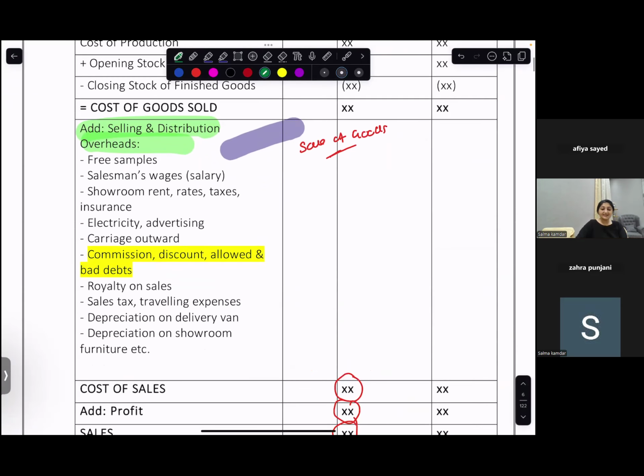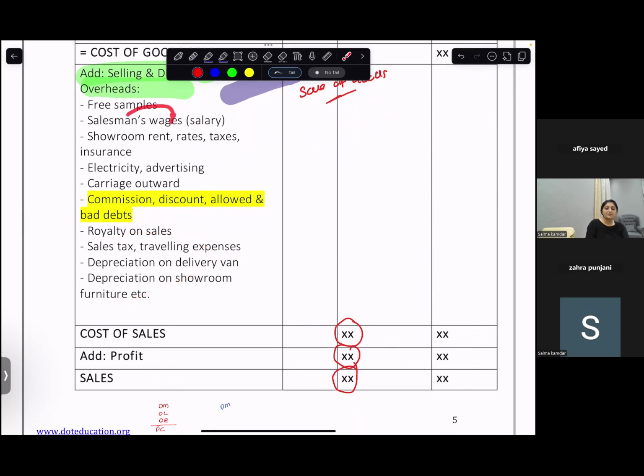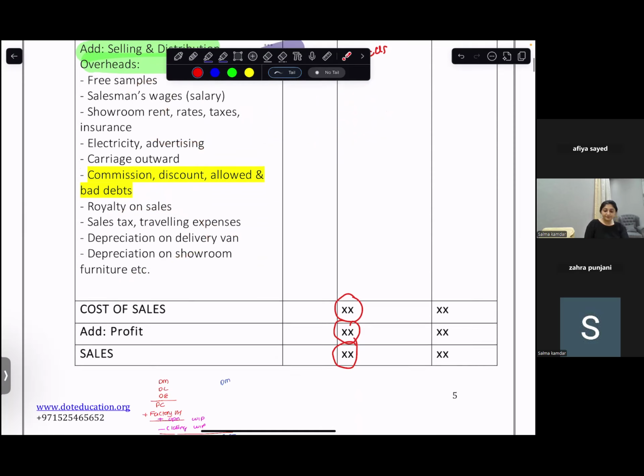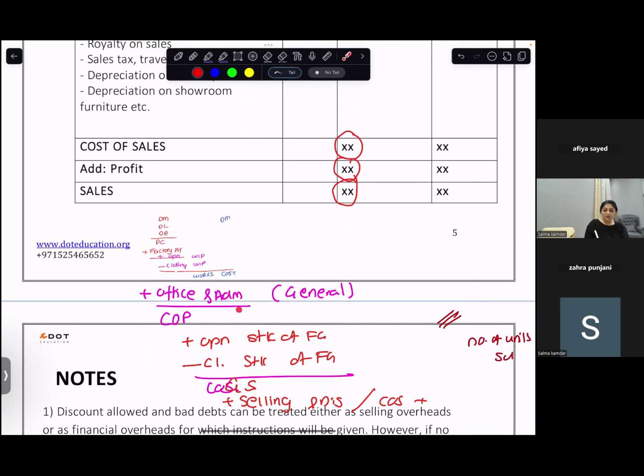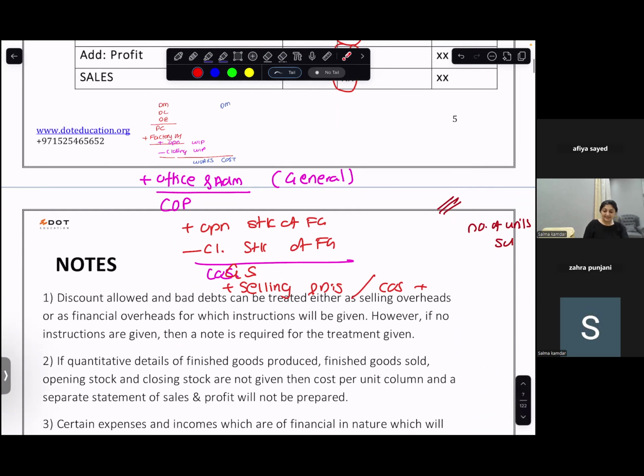What comes in selling and distribution? Free samples, salesman wages, showroom rent, electricity, advertisement, carriage outward, discount allowed, commission, bad debts, royalty on sale, sales tax, delivery van depreciation, showroom furniture depreciation. This all comes in selling and distribution. Cost of production, add and minus opening and closing stock of finished goods, cost of goods sold, plus selling and distribution, cost of sales, add profit, you get sales.